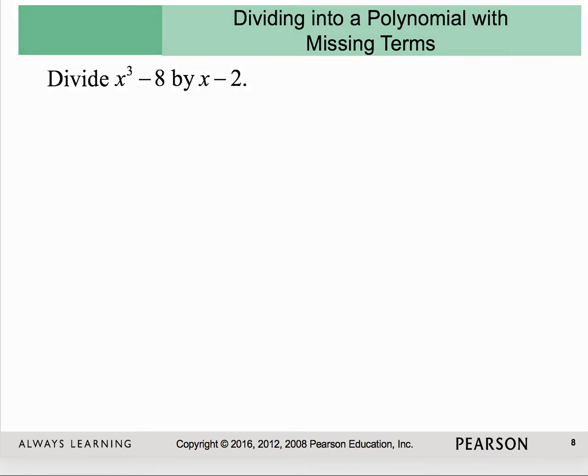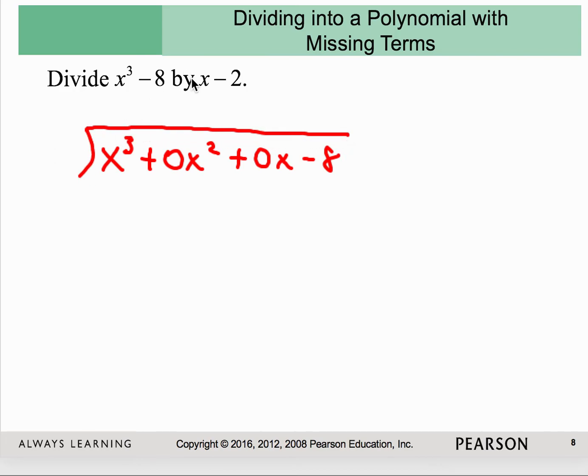Okay, now I've got some missing terms. This one goes from 3 to 0. So when I write it, I've got to tell the problem that I do not have any square terms or any linear terms. Let's double check. 3, 2, 1, 0. Okay. X minus 2 is fine. It goes from 1 to 0, so I don't have any worries there.